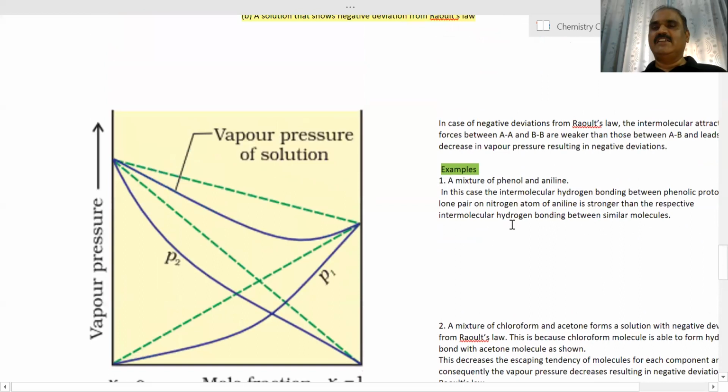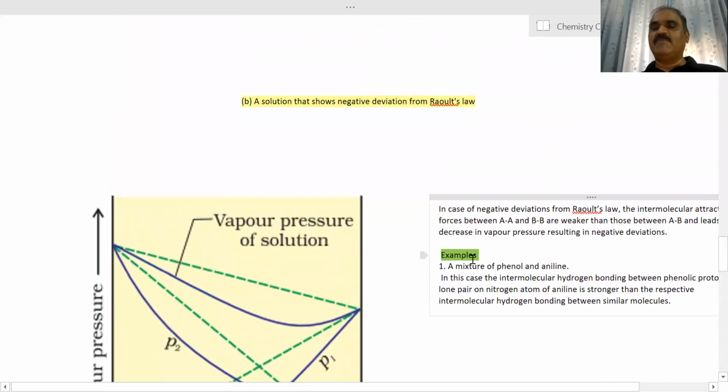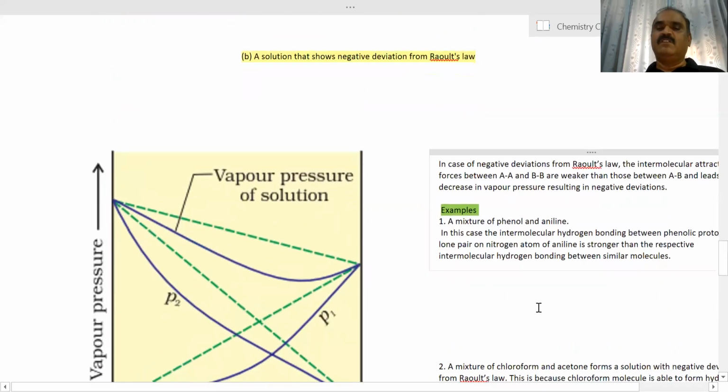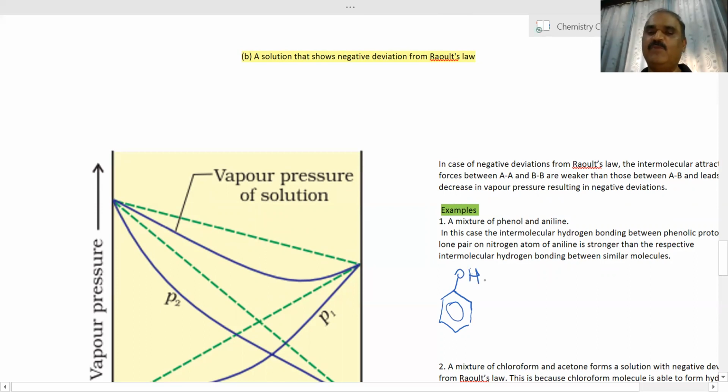Now let us see examples. First example is a mixture of phenol and aniline. Phenol is just alcohol, aromatic alcohol you can call. In phenol, there are H bondings among phenol molecules, you know. So a phenol molecule is like this. This is benzene having hydroxy group, OH. This H is acidic. Phenol molecules are held together by H bonding.